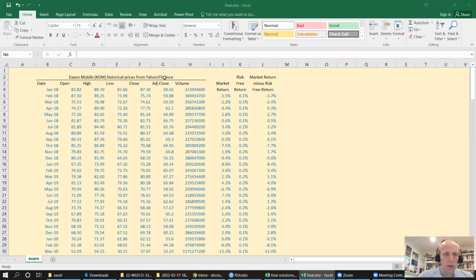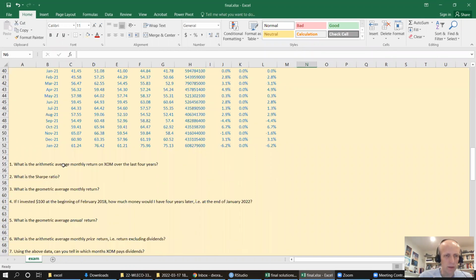In this exam, we're given some data on ExxonMobil historical prices from Yahoo Finance. We get the monthly data: open, high, low, close, adjusted close, volume. We also have some market data, like market return, risk-free return, and the difference between the two. What do we have to do? Arithmetic average monthly return, Sharpe ratio, geometric average return, and lots of other questions.